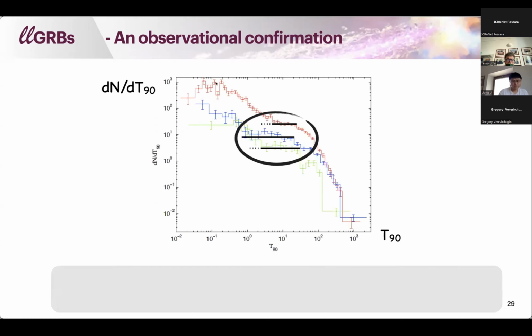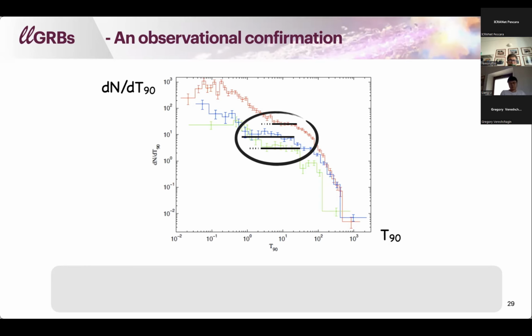This is the same graph. This is the duration distribution, and here you see this very clear plateau, the plateau that I was discussing. This time here, which is about 10 to 20 seconds, is the breakout time. What you see here is 3 detectors: BATSE, Swift, and this is Swift, this is BATSE, this is Fermi. And you see that all of them have the breakout time at about the same time, which is about 10 seconds.